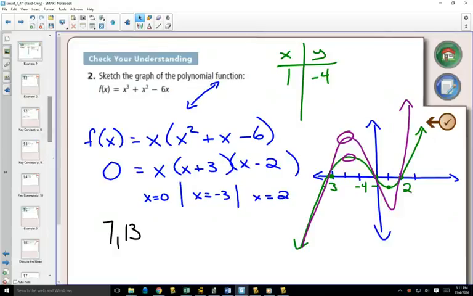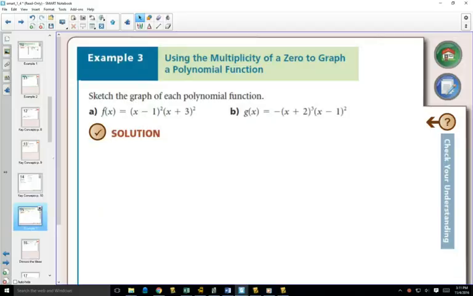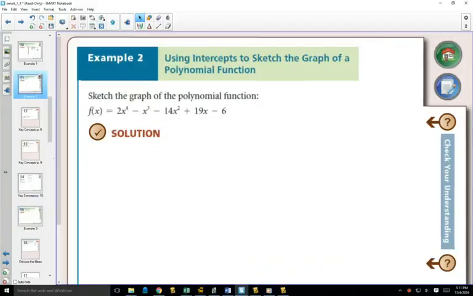You won't have to write anything down for this one. Example 3, no, here we go, example 2. We're going to look at this one. So here is one that can't be factored easily.